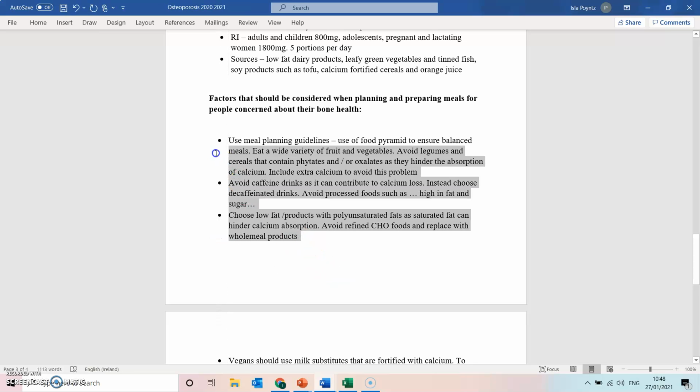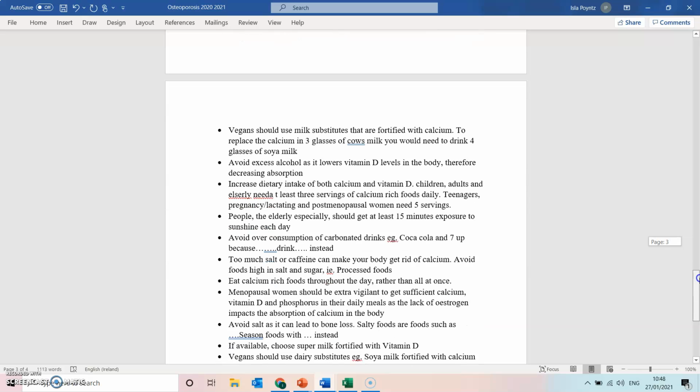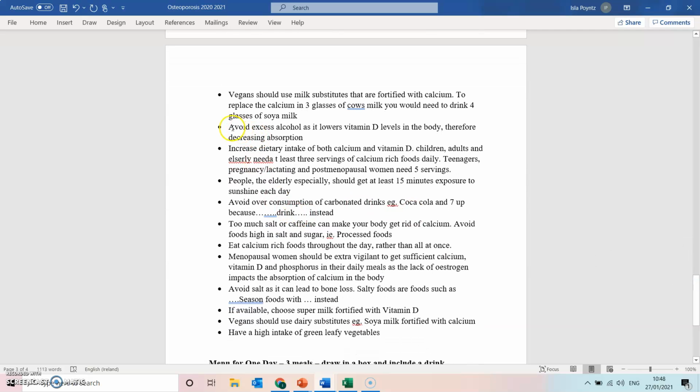So the first and the second and the third point here are very important. Right, very, very important. Okay, so putting those in your own words, referring here to the phytates and the oxalates, and what you can eat instead. I would also say here that this is very important, avoiding excess alcohol and increasing your calcium and dairy. Exposure to the sunlight for vitamin D for calcium absorption is good as well. If available, you can choose super milk that's fortified with vitamin D. So that's one way of getting extra calcium. So that point can actually go up here with this point, because that's a way that you can do that.